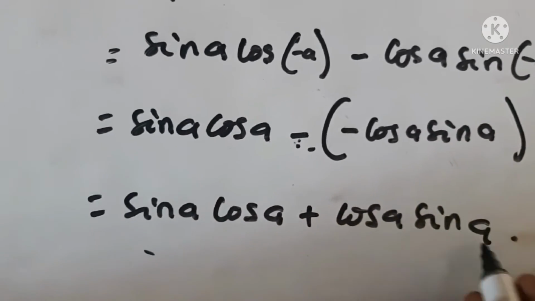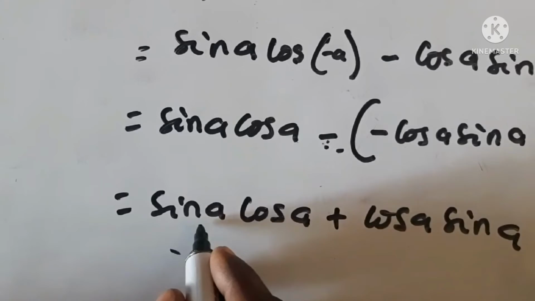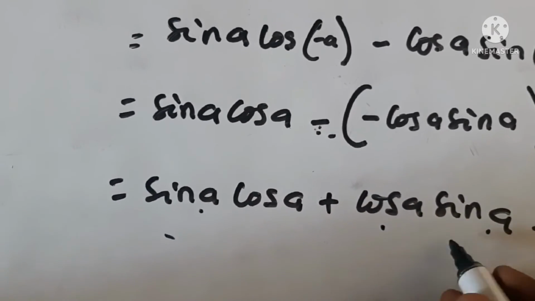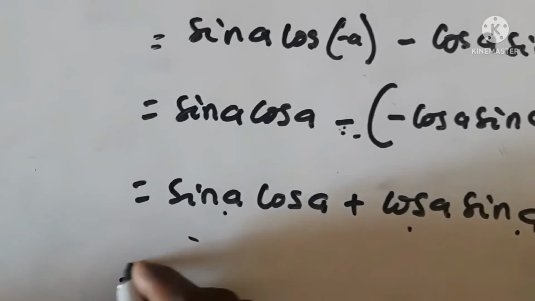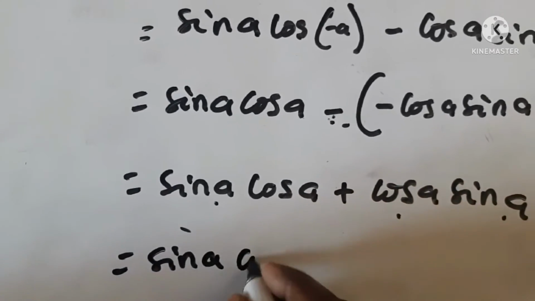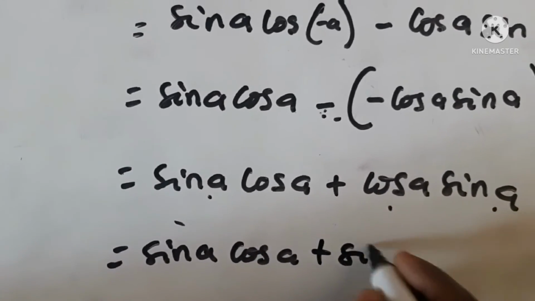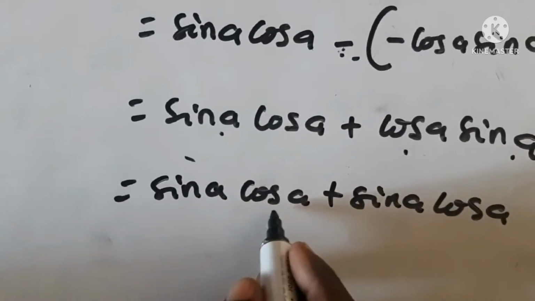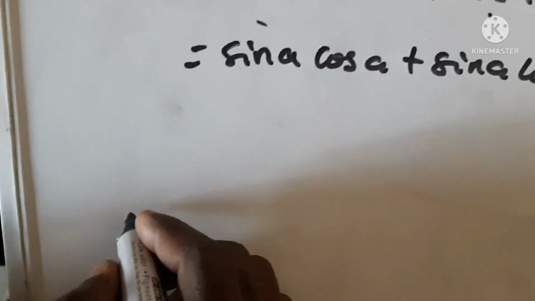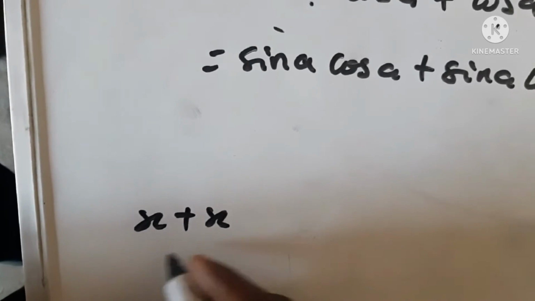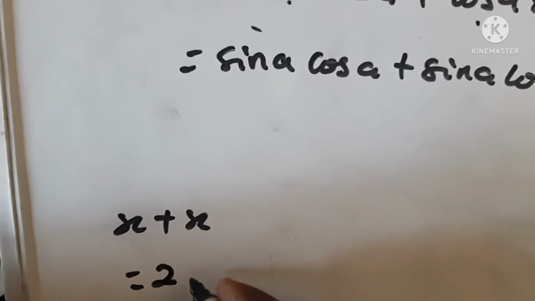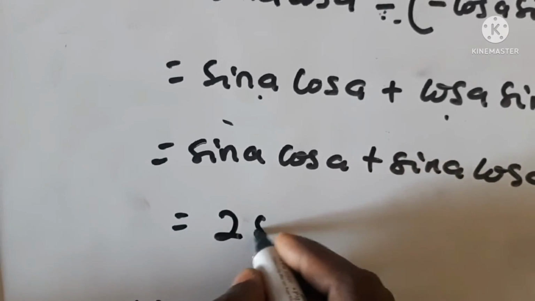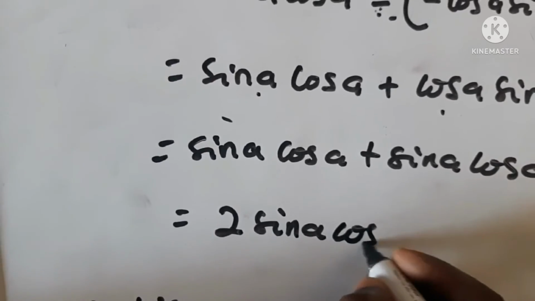Whatever is here is the same thing that is here. If you can't see clearly, this one comes before the cos, so let's rearrange it for the sine to be first and then the cos to follow. Multiplication is commutative. Is that okay? So here we are going to have sine a, then cos a, and then plus sine a and then cos a. So we are just rearranging. Whatever is here is the same thing, just like in the case of, let's say, s plus s, which will be equal to 2s. So that's very simple. So here we are going to have 2 sine a and then cos a.